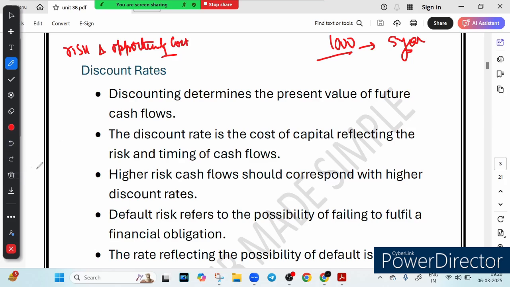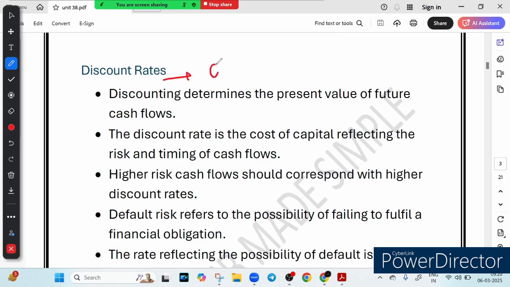So what is the discount rate? It simply means the cost of waiting. You are waiting for money in the future. This is called the discount rate. So here is what influences it. You know it very well that high risk cash flow means a high discount rate, and low risk cash flow means a low discount rate. Think of a stable government bond.